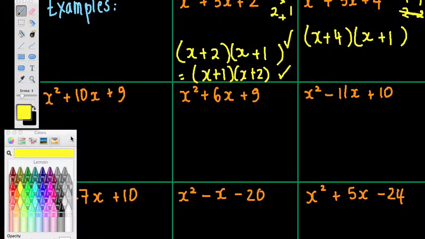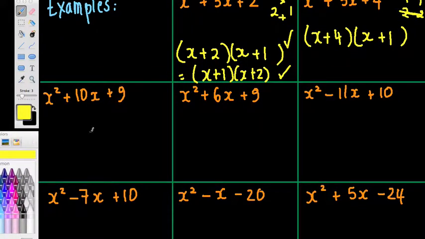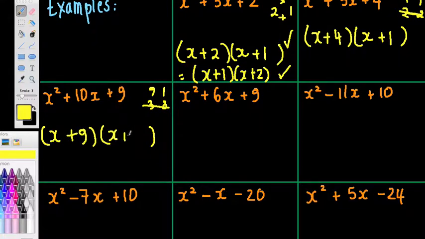Alright, let's have a look at this one here. I'll just have to move my colours out of the way. We want two numbers that multiply together to give us 9, but add together to give us 10. So we could choose, say, 9 and 1, or we could choose 3 and 3. 3 and 3 is 6, so that doesn't work. 9 and 1 is 10, so that one works. So x plus 9, x plus 1.